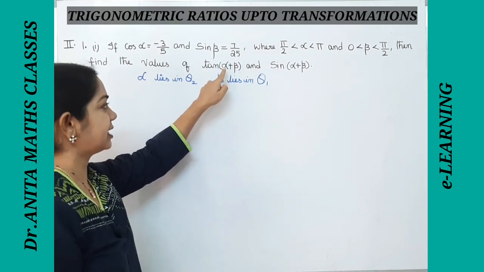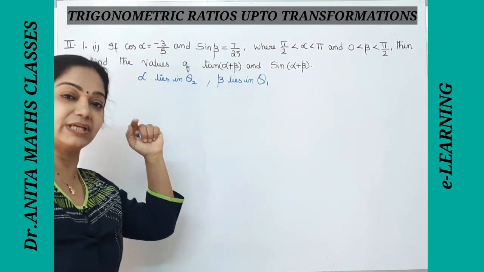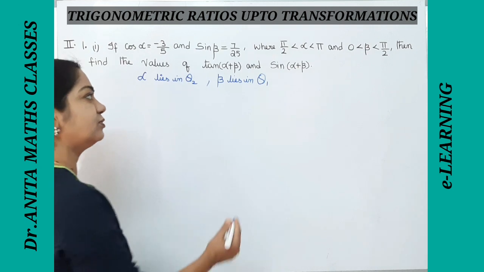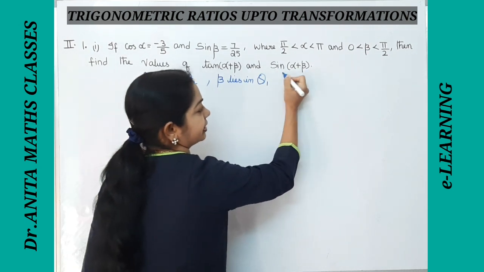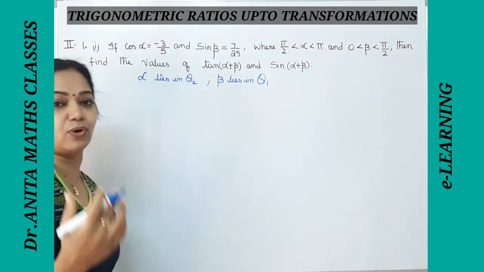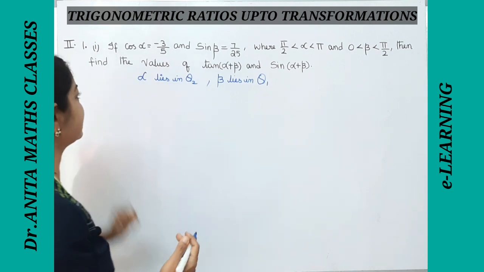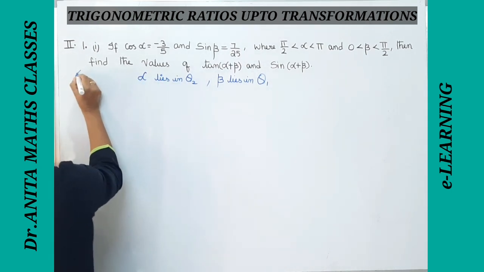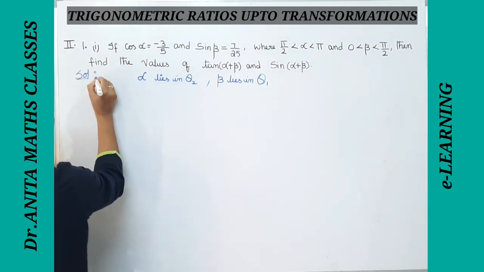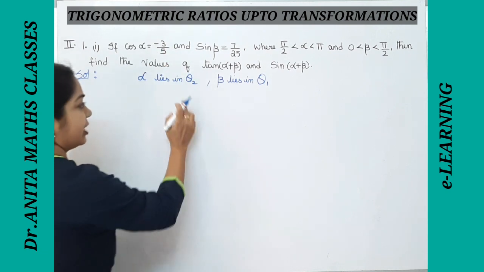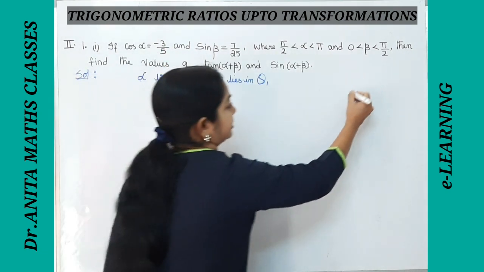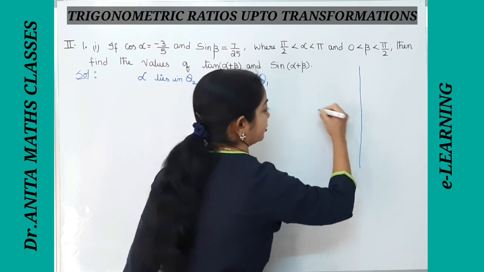Now, to find the tan alpha plus beta, we need to know tan alpha, tan beta. And also to find sin alpha plus beta, we have to know sine and cos functions. So let us find out. Now here we got cos alpha is minus 3 by 5 and we know that it is in the second quadrant.